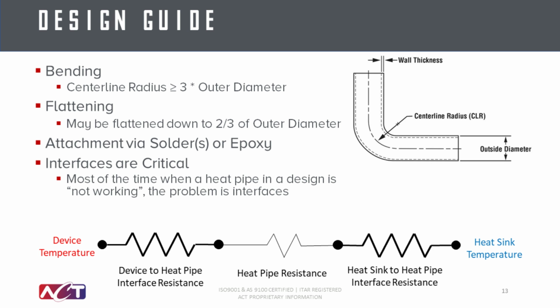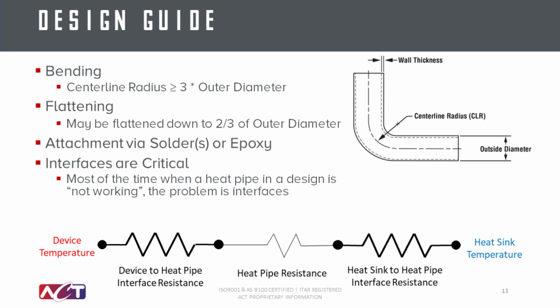So now that we've determined the appropriate outer diameter for the heat pipe that we want to use, and we've confirmed that it can move the amount of power, the next step is to design it into our assembly. You can bend and flatten heat pipes. Up on the slide here, you see some design guidelines. These are presented as pretty conservative guides for both bending and flattening.